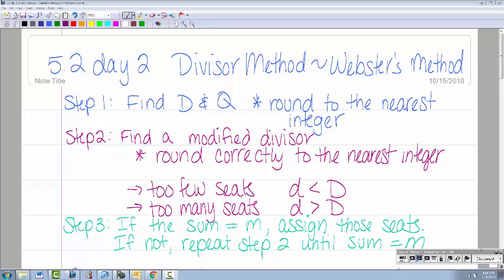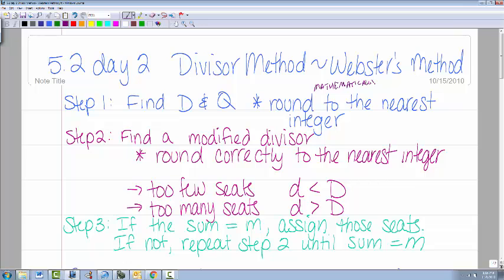So from what I understand Webster's method to be, there's only one difference, and it's actually in the first line. This is different in all of the things we've done so far. What's different? What do we see up there? First step says round what? And that means round mathematically, like as a mathematician would be doing it.